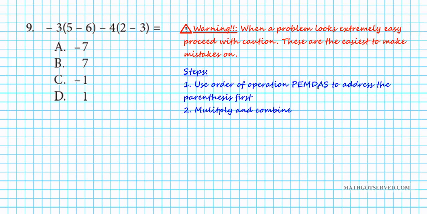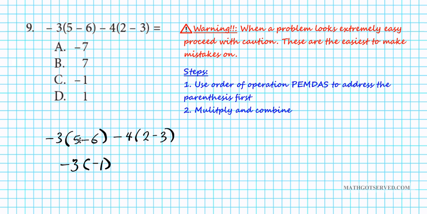First of all, we're going to use the order of operations again. Please excuse my dear Aunt Sally. We're going to address the parentheses first. That's what P in PEMDAS is for. After doing that, we'll multiply and then combine like terms using addition and subtraction. All right, so let's go ahead and do that. We have negative 3 times 5 minus 6 minus 4 times 2 minus 3. So let's combine the terms in the parentheses first. We have negative 3 times 5 minus 6 is negative 1.